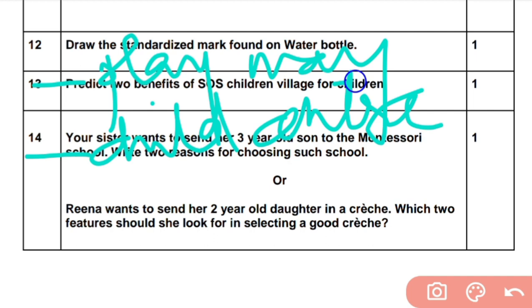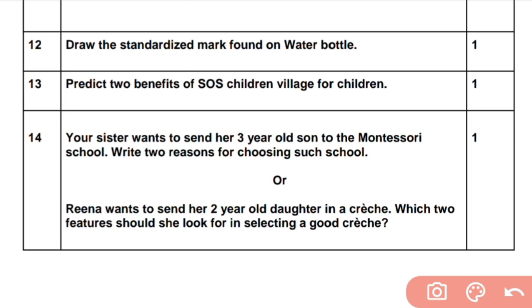The second part, there is a choice between these two questions. Reena wants to send her 2-year-old daughter to a crèche. Here we were talking of a school and here it is a crèche. Which two features would she look for in selecting a good crèche? Now just apply it to yourself and think, what are the things you look for in a good crèche?